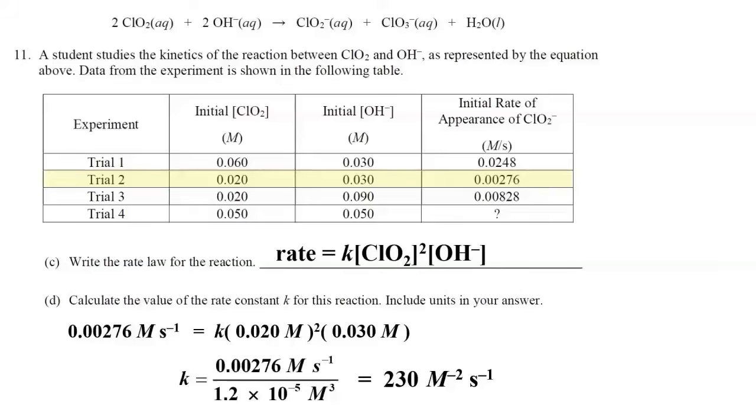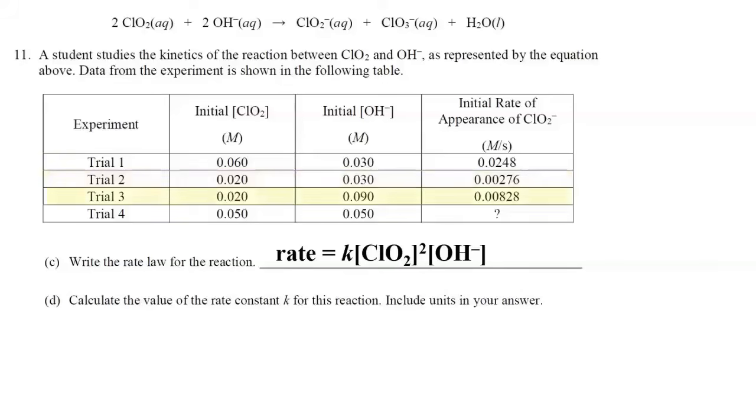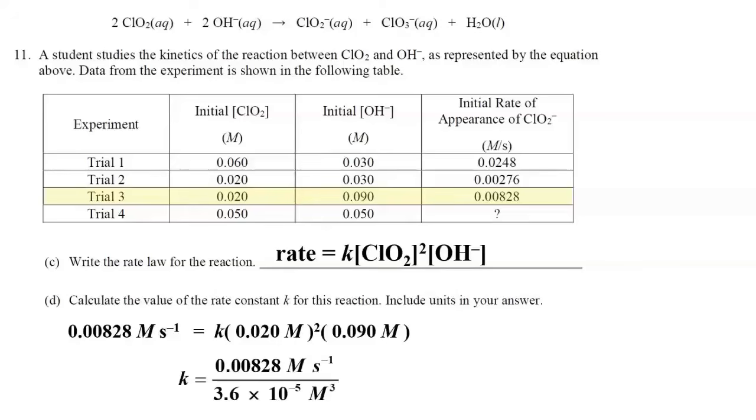And then just to show you what would happen for trial 3, I have a different rate, 0.00828, but when I do the math and divide by the concentration of ClO2 squared and the concentration of hydroxide, sure enough, I still get a value of 230, and my units are the same: molarity to the negative 2 times seconds to the negative 1. So the answer to part D is going to be the same whether I had used the data for trial 1, trial 2, or trial 3. The numerical value is the same for the rate constant.